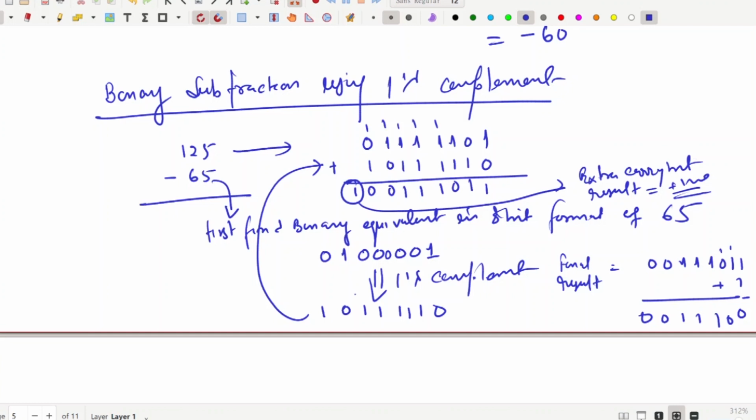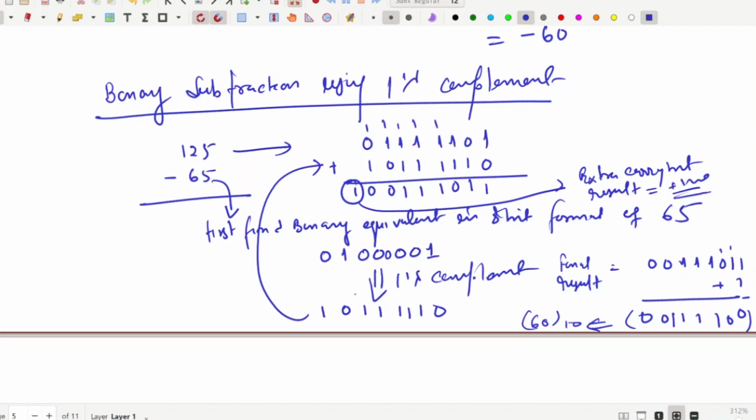So the result is obtained as a binary equivalent, and its decimal equivalent is 60 in base 10. This is the process: if there is any extra carry bit, the result is positive. In the case of subtraction using ones complement, this extra carry is added to the LSB of the rest of the bits, and that is the final result.